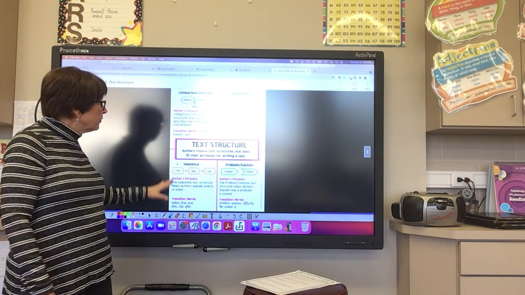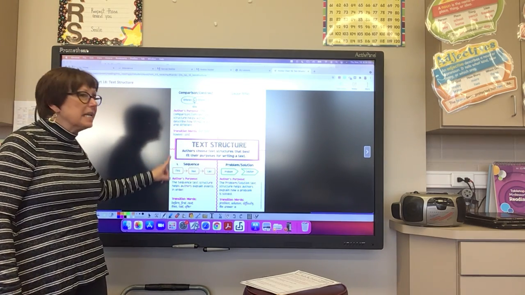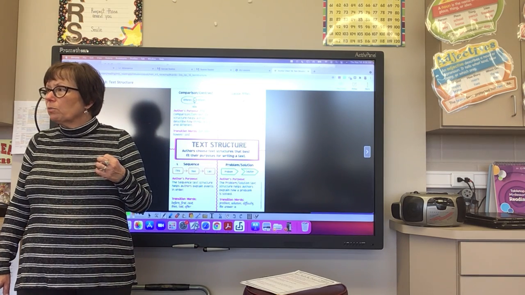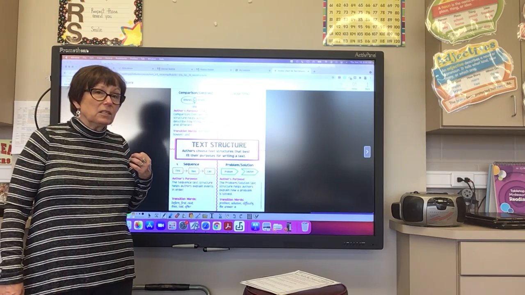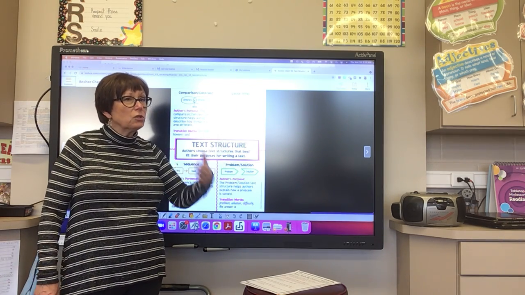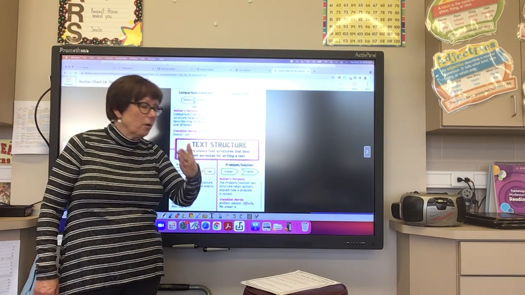Now, the text structure that we are looking at this week is sequence. The U.S. Constitution story dealt with sequence. There was a sequence to that story. Things happened in a time order.